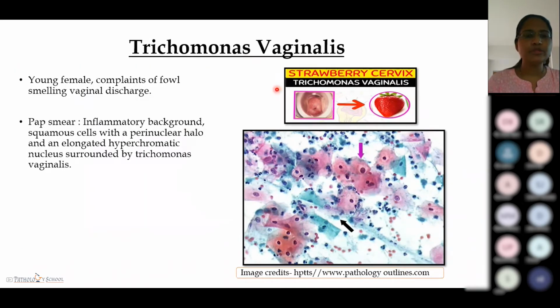So next is Trichomonas vaginalis. A typical case is a young female who comes with a foul smelling vaginal discharge, and on per speculum examination we get a strawberry cervix. On examining the pap smear, there is a lot of inflammatory background, and squamous cells with perinuclear halo and an elongated hyperchromatic nucleus surrounded by Trichomonas vaginalis are seen.